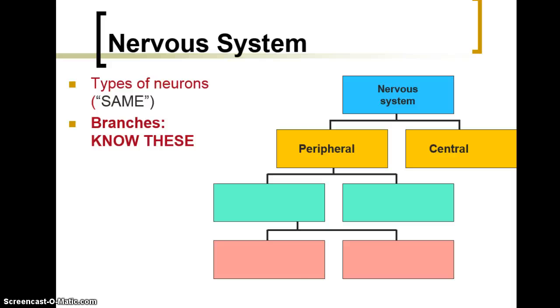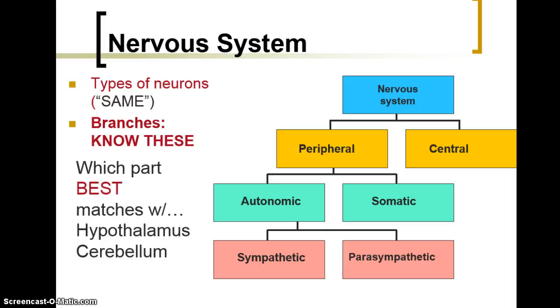The peripheral around the outside of our body is broken down into the autonomic, which is like automatic functionings, and the somatic. Soma means body, so this is voluntary for the body. And then the autonomic, automatic part of the nervous system breaks down into the sympathetic. Remember, we have sympathy for those who are always aroused, or the parasympathetic, like the parachute that slows us down. Make sure you can also match these with what's happening in parts of the brain, like the hypothalamus and the cerebellum. Hint, autonomic versus somatic.